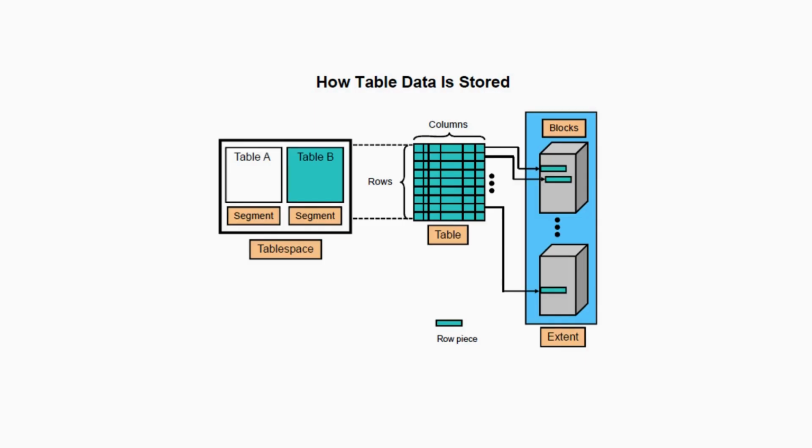This happens when an inserted row is too large to fit into a single block (a chained row), or when an update causes an existing row to outgrow the available free space of the current block (a migrated row).